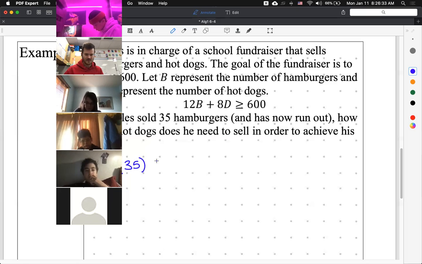Perfect. I'll just rewrite everything else. 8D is greater than or equal to 600. So all we've done so far, 35 has been plugged in for capital B.